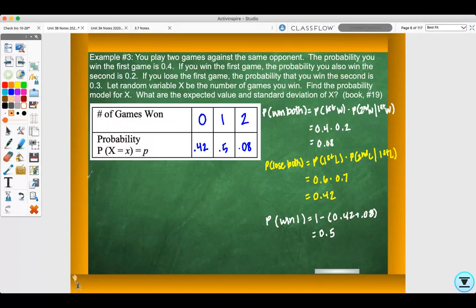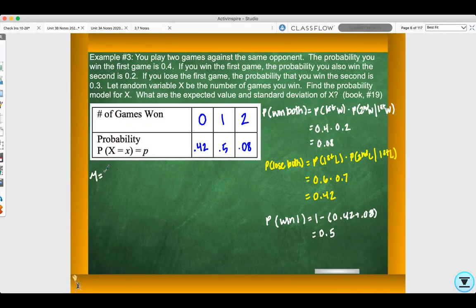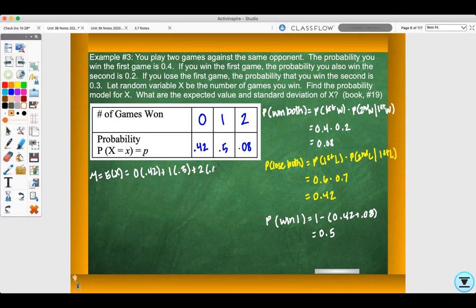First, to find my expected value, which is mu, and that's my expected value of x, it would be 0 times 0.42 plus 1 game times 0.5 plus 2 games times 0.08. So the expected value should be 0.66. So my mu would be 0.66.